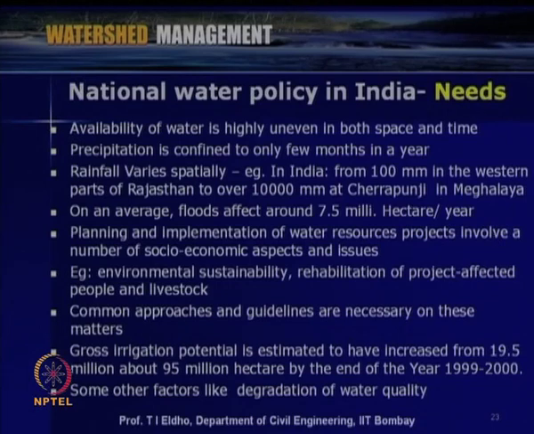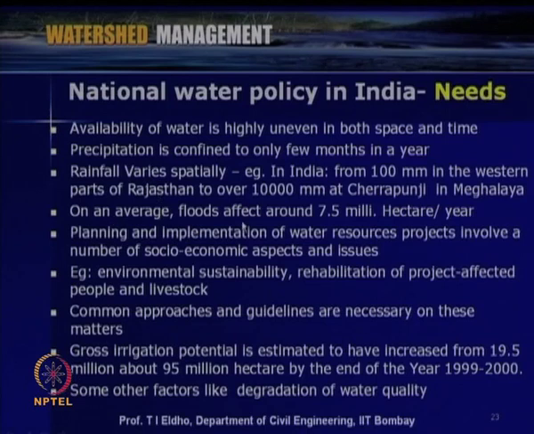So now within this perspective, here again we will come back to the water policies, whatever we are doing in India. Some of the needs of the national water policy in India are listed here. Availability of water is highly uneven in both space and time. In India, water is mainly obtained through monsoon rainfall, say starting from June to either September or October. So the precipitation is confined to only a few months in a year, and rainfall varies spatially. For example, in western parts of Rajasthan, the rainfall is about 100 mm, but this goes to 10,000 mm in some parts of the Meghalaya region.